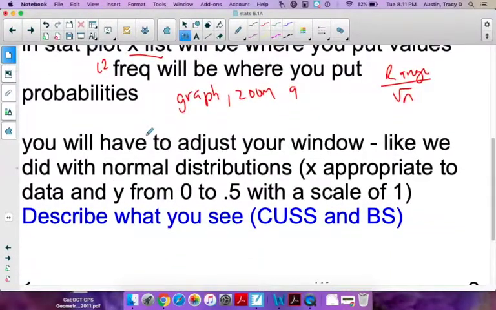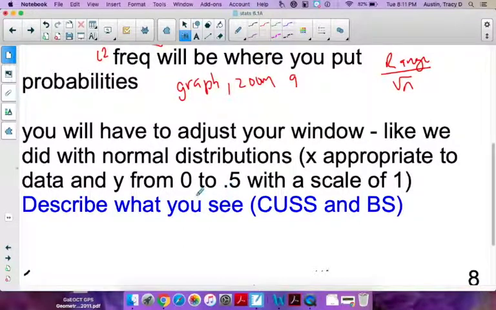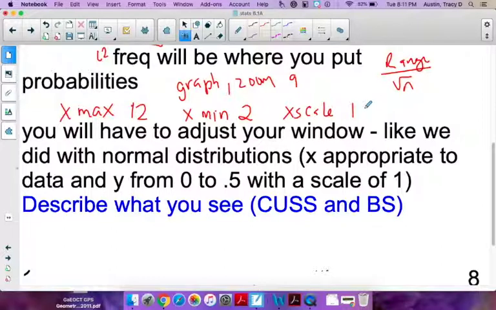Okay, so here's the interesting part. Adjusting the window, your X max needs to be 12. Your X min needs to be 2 because that's your lowest and your highest. Okay, your X scale, as I stated, needs to be 1 because each of our numbers when we roll a die is considered a separate outcome, right? So there's not really any overlap.